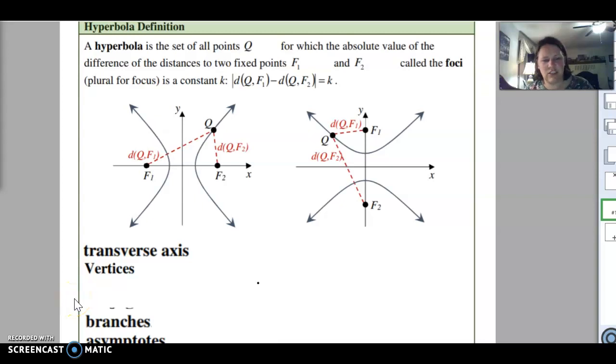Okay, we're moving on to section 9.2, part 1. And in this section, we're going to be talking about hyperbolas.